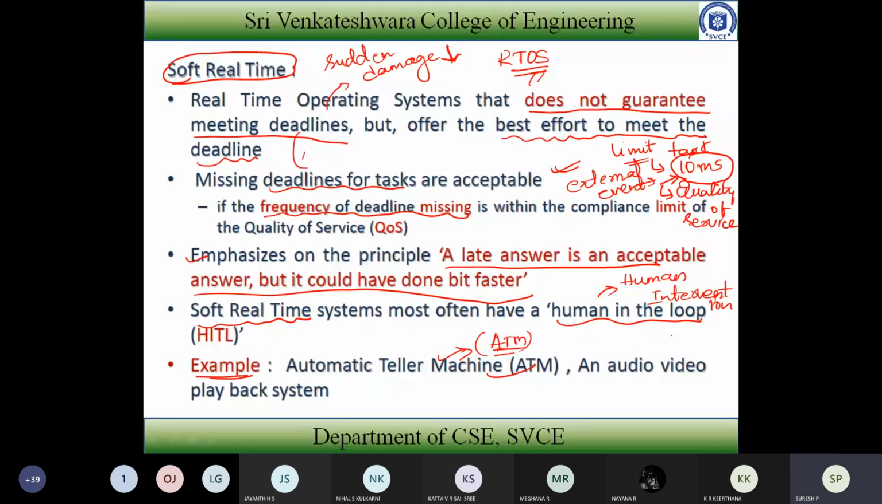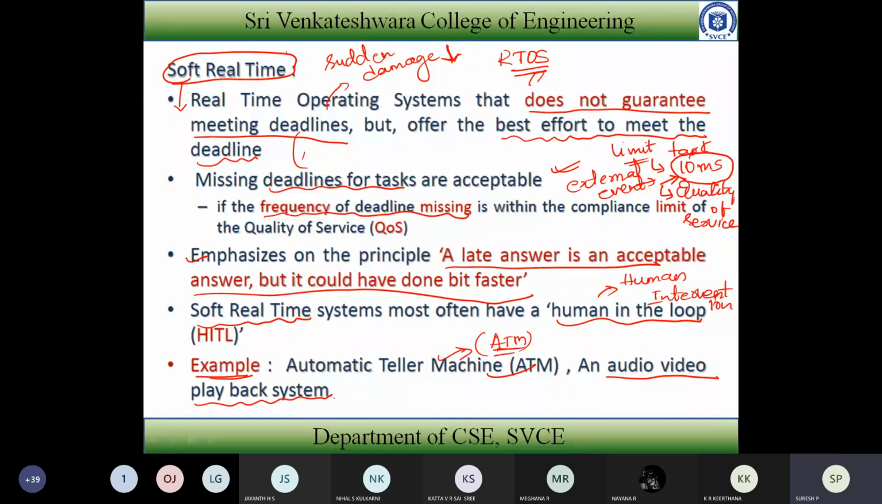Another example is the audio video playback system in a car. In a normal car, we have a playback system to run the audio and video. That is one typical example of a soft real-time system. Even if, when you switch on your audio, it does not start within that period of time and there is some delay, no harmful or catastrophic results or sudden damage will happen to your system.